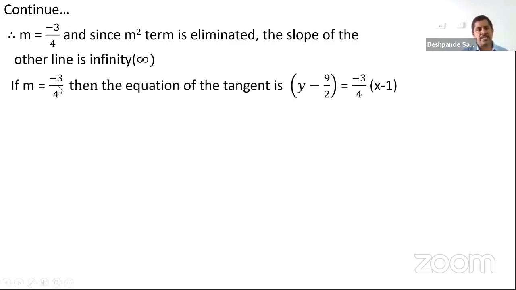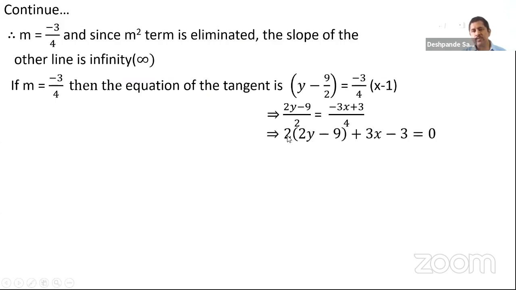So if you take m is equal to minus 3 by 4, the equation of tangent is y minus y1 is equal to m into x minus x1. Same formula again. So y minus 9 by 2 is equal to minus 3 by 4, into x minus 1. Cross multiply. So 2 into 2y minus 9, and if you rearrange it, you get the equation as 3x plus 4y minus 21 is equal to 0. So you got the equation of the tangent.